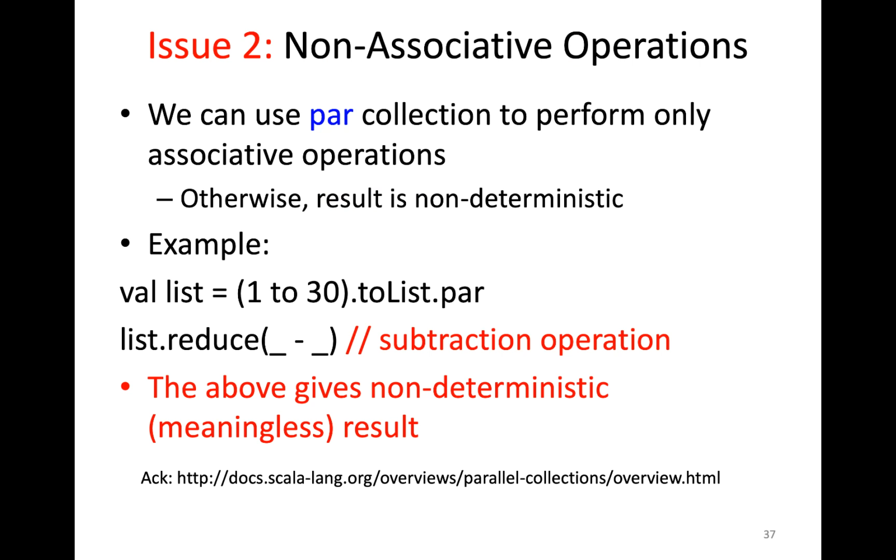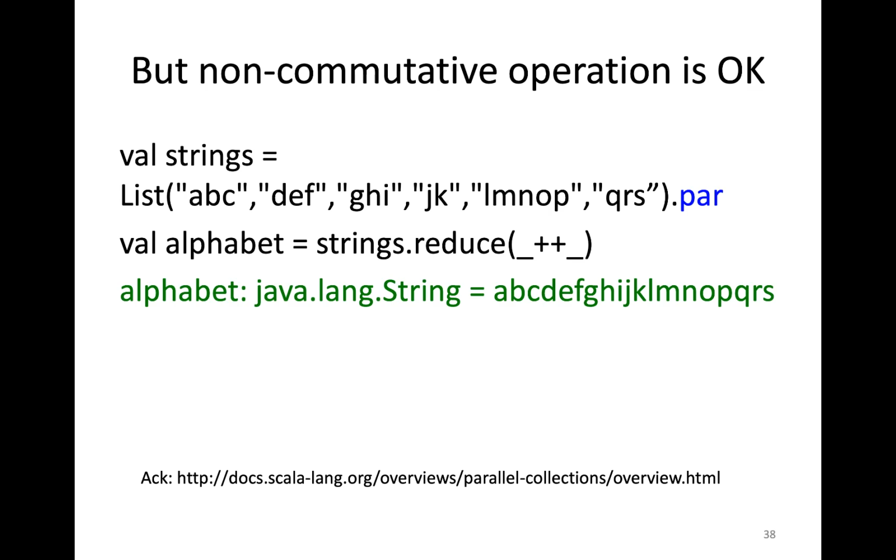I will not go into detail, just to understand that not all operations are associative operations. Subtraction is not an associative operation, and for a non-associative operation, using a par collection doesn't make any sense, and there the reduce will give us non-meaningful results. But for a non-commutative operation like string concatenation, it makes sense. So given a bunch of strings, we can use reduce with the concatenation operation to concatenate all of them. That is fine.